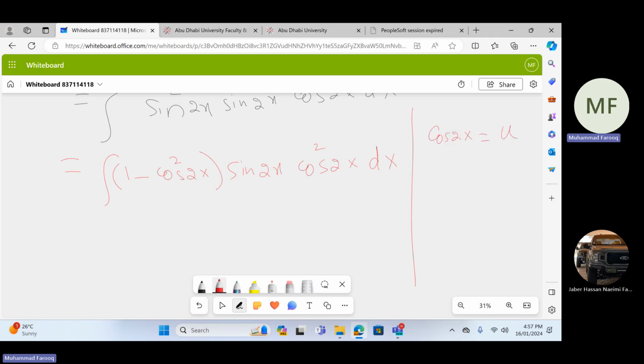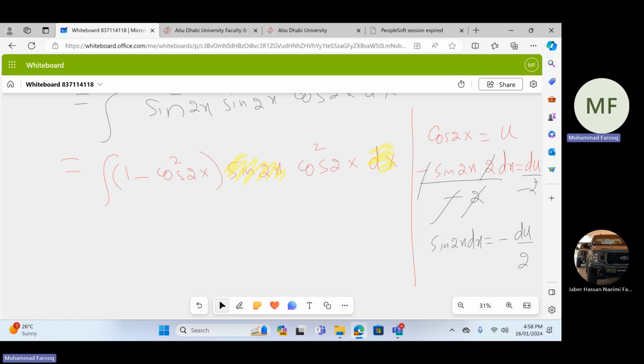What is the cosine derivative? Minus sine 2x times 2, du equals negative 2 sine 2x dx. In my question, I only have sine 2x dx. The negative is extra for me, I don't need it. So divide both sides by negative 2. So this is cancelled, and sine 2x dx is basically equal to negative du divided by 2. Understand? Yes.